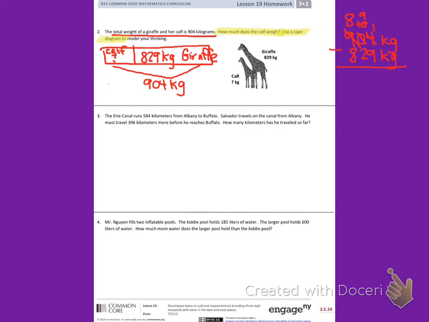Now the 4 is 14. 14 minus 9 is 5. 9 minus 2 is 7. And 8 minus 8 is 0. Don't forget to label the units of measurement. This means that the giraffe weighs 829 kilograms and the calf weighs 75 kilograms. So how much does the calf weigh? We need to answer that in words. The calf weighs 75 kilograms.